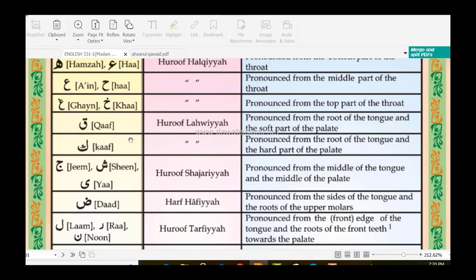The first qaf, which has two dots, is called haruf lahwiya. If you see the pronunciation in the blue box, it is written pronounced from the root of the tongue and the soft part of the palate. And the kaf, which has a lighter sound, is again haruf lahwiya, but it is pronounced from the root of the tongue and the hard part of the palate. So the hard part of the palate is used in saying kaf, the lighter one. We have also done the pronunciation of one group which is called haruf lahwiya. Haruf lahwiya has two letters, the heavier qaf and the lighter kaf. So this is our lesson today.